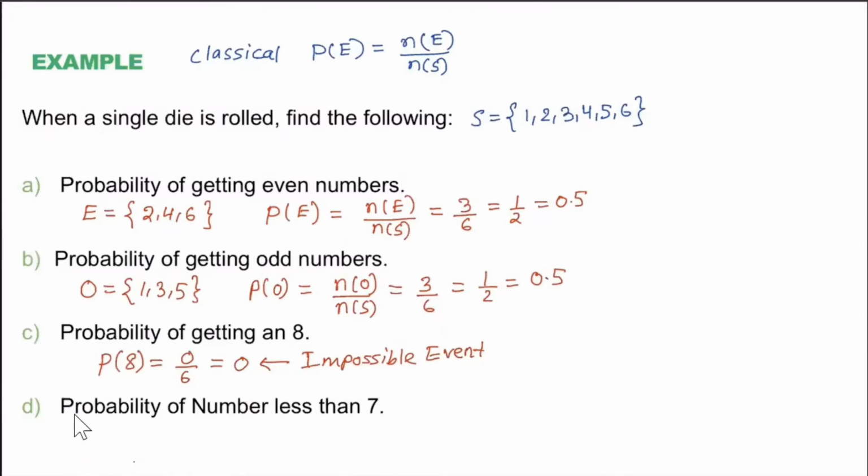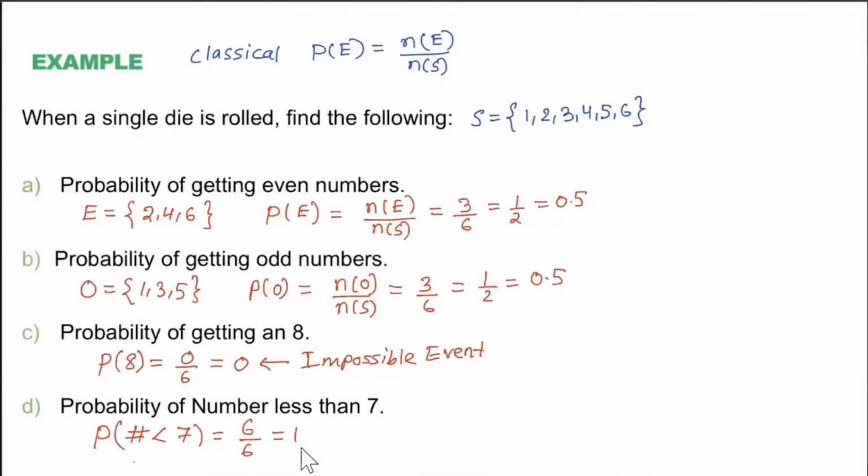Next one, the probability of getting a number less than 7. So here we are calculating the probability of getting a number less than 7. How many numbers are less than 7? 6 of them. 6 out of 6, which is equal to 1. That means when you roll a die, you'll always get a number which is less than 7. That's why the probability is 1.